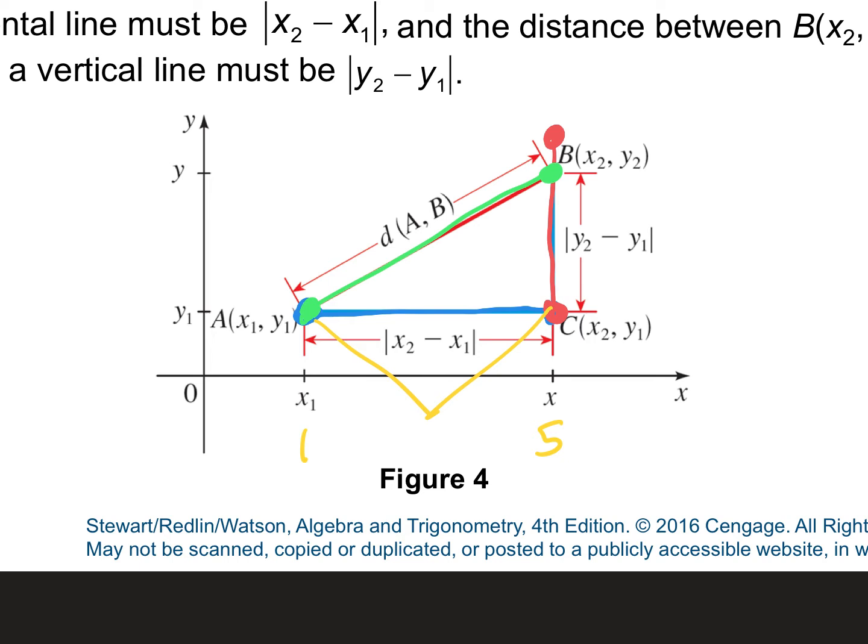How many spaces? If this x value is 1 and this is 5, how far is it from one point to another? 4. Do you agree with me that the distance from 1 to 5 is 4 spaces, and the distance from 5 to 1 is 4 spaces? Okay? Distance is always measured positively. You don't ever say, I drove negative 5 miles or something like that, right?